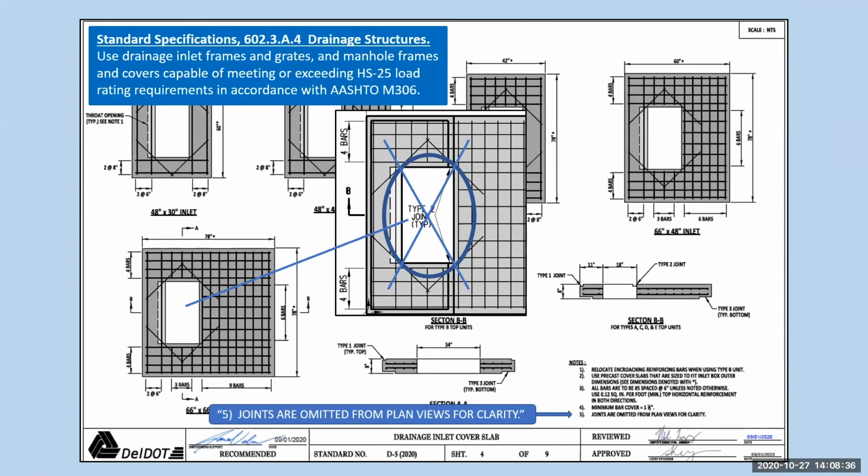And then from the standard specifications, use drainage inlet frames and grates and manhole frames and covers capable of meeting or exceeding HS25 load rating requirements in accordance with AASHTO M306. As I said before, the HS25, we use HL93 in bridges now, the actual loads are the same.